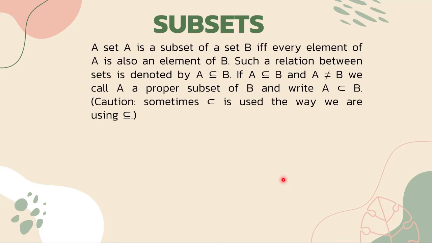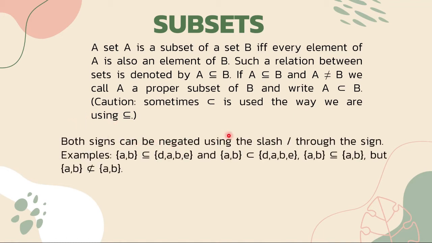Okay, now about the subset. A set A is a subset of a set B if every element of A is also an element of B. Such a relation between sets is denoted by this symbol. If A is a subset of B and A is not equal to B, we call A a proper subset of B and write like that. Caution: sometimes proper subset is used the way we are using subset. But the sign can be negated using the slash or through the sign.